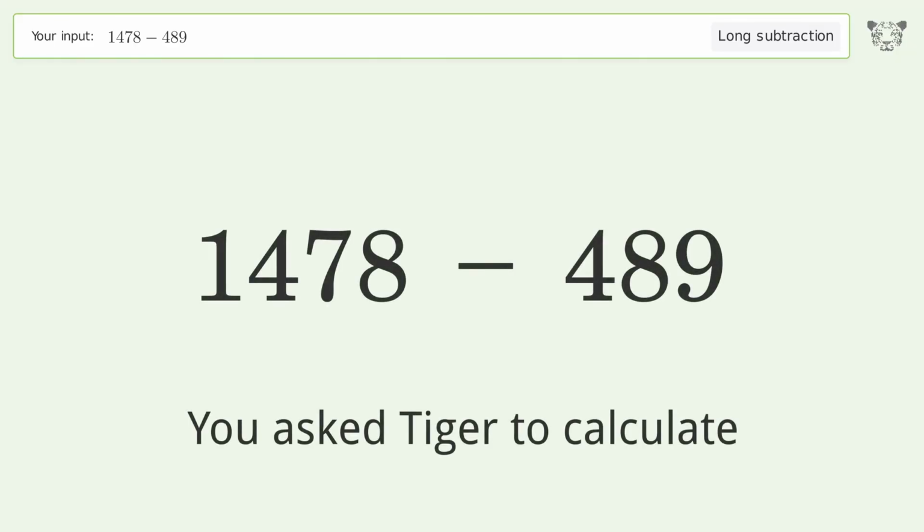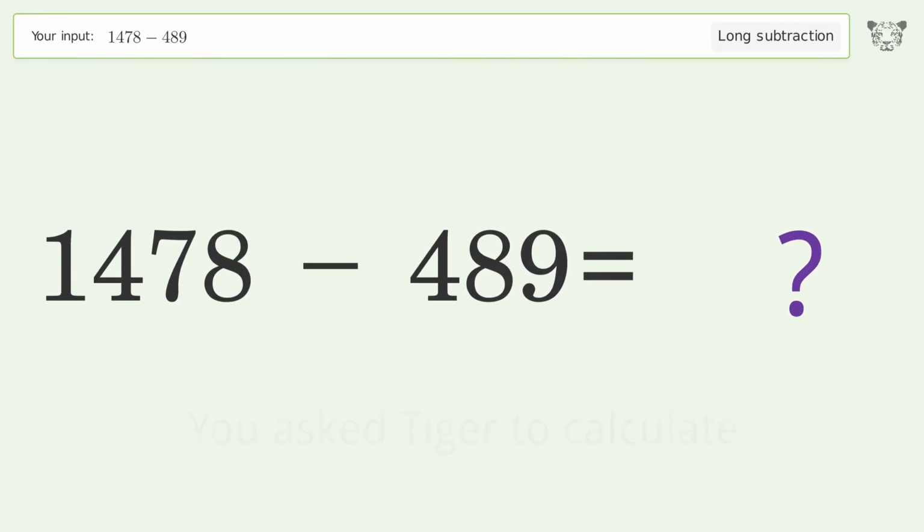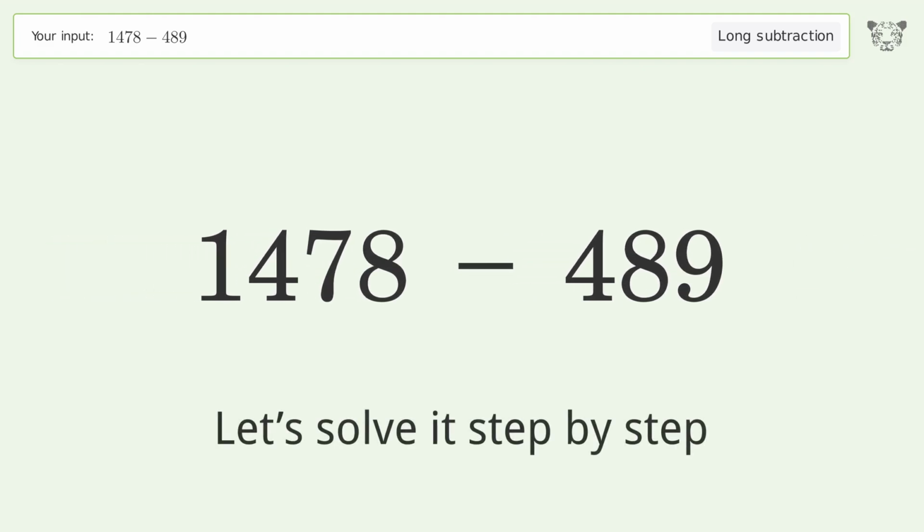You ask Tiger to calculate. This deals with long subtraction. The final result is 989. Let's solve it step by step.